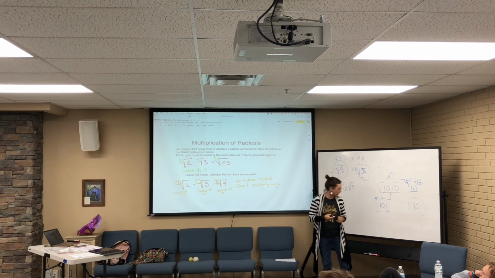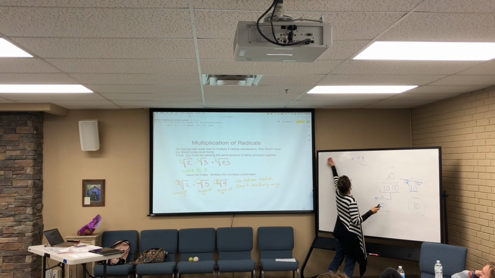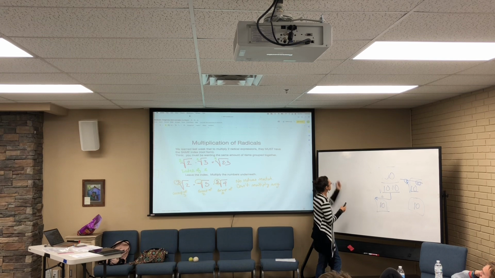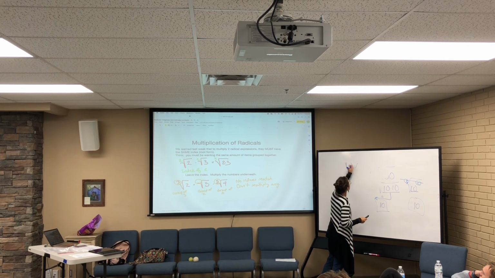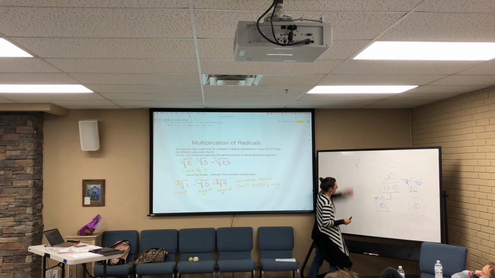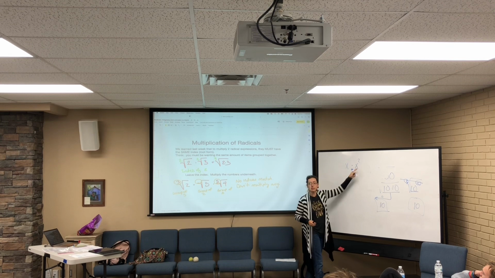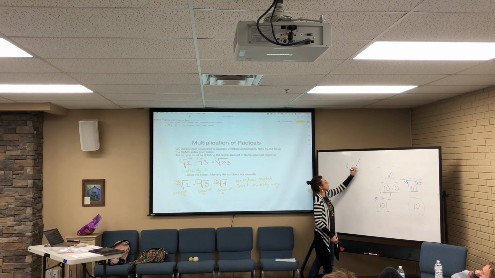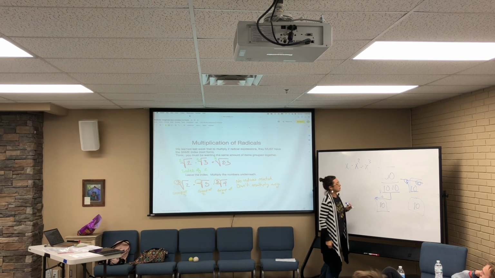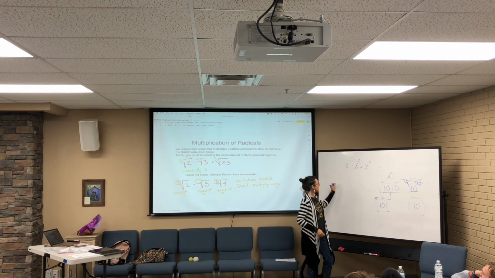Now, if we were looking at variables with multiplication, I can do x times x squared, right? We can do that because we know that the base is the same. So even though the exponent is not the same, our base is the same, and we end up with x cubed. So for radicals, as we move forward, the index has to be the same.